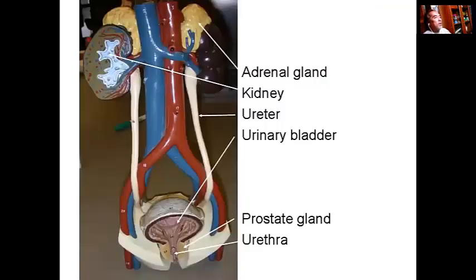Okay, now we're gonna take a look at another picture here, which is gonna be showing you the minor calyx, the major calyx, and the renal pelvis. Okay, and then continue down as the ureter to become the bladder. And then from the bladder, you could actually see a prostate gland below the bladder, so this is male. Okay, females don't have prostate gland. And then the tube, the opening, is called the urethra.